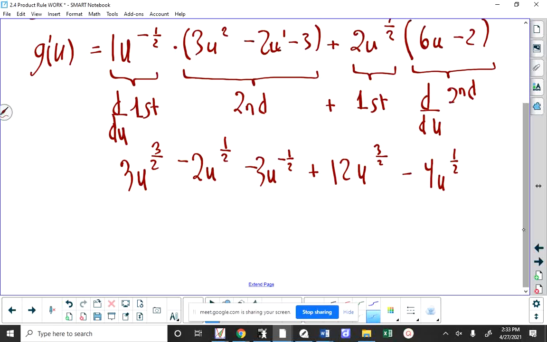We've got some like terms. We have u to the 3 halves and u to the 3 halves. We've got 3 and 12, which is a total of 15u to the 3 halves. We have negative 2u to the half and negative 4u to the half, which is negative 6u to the half. And we got that pesky negative 3u to the negative half. Are we okay to that point?